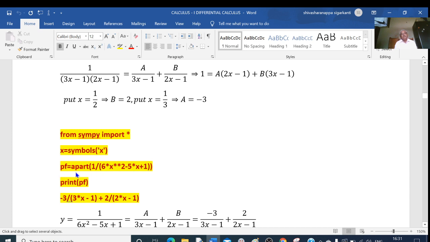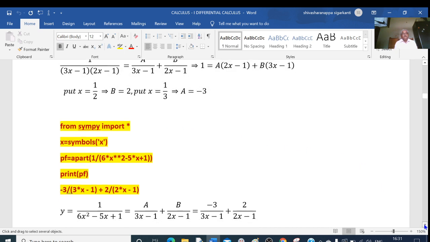Then this is the command to get the partial fractions. So print PF, whatever name you have given, we have to write here. So I am getting minus 3 by 3x minus 1 plus 2 by 2x minus 1. These two values I am getting.